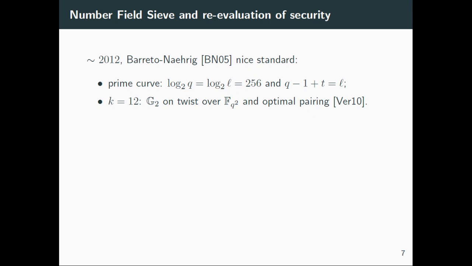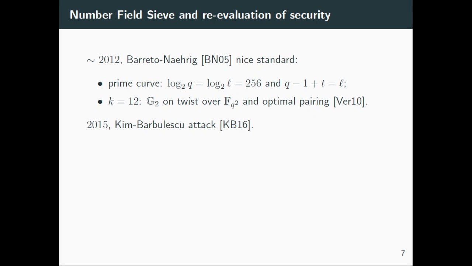In the early 2010s, Barreto-Naehrig curves were widely used due to their optimality. For 128 bits of security, the target field of the pairing has size 3072 bits. That is, the curve is defined over a field of 256 bits, and the group of F_q-rational points has order a 256-bit prime.